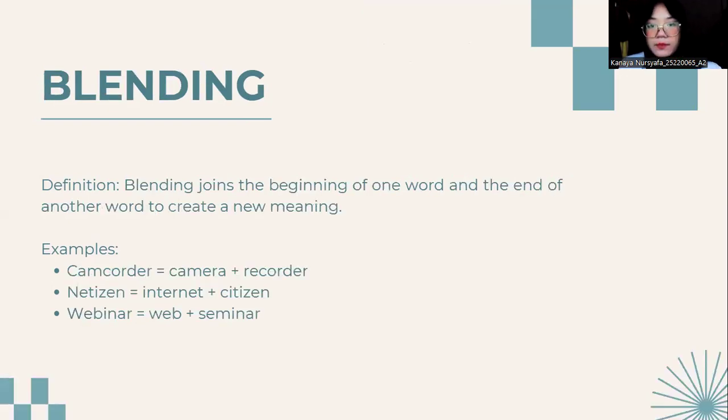The next is blending. Blending joins parts of two words to create a new word and meaning. The examples like camcorder is camera plus recorder, netizen is internet plus citizen, webinar is web plus seminar. Nowadays, blending is often used in technology and internet terms.